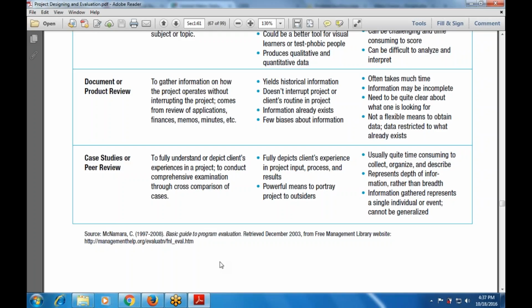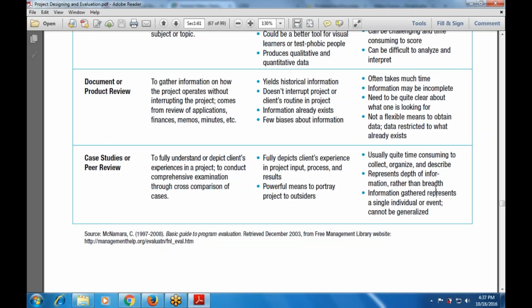Then what are the various advantages? It fully depicts the client experiences in the project input process and the results. Then it is a powerful means to portray the project to the outsider, whatever the project is. Then it is usually quite time consuming to collect, organize and describe the data and the relevant information.